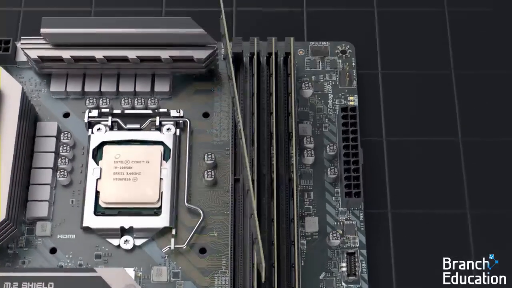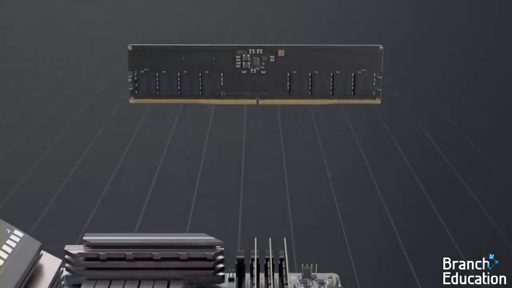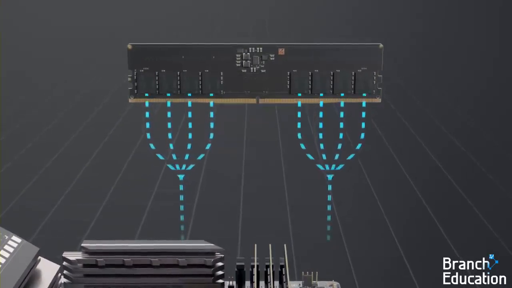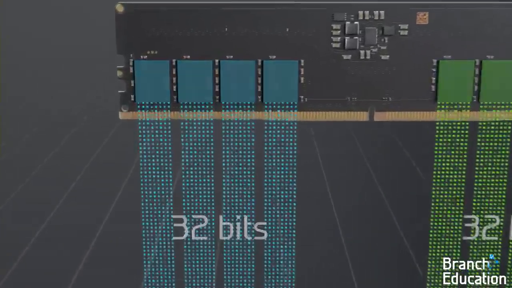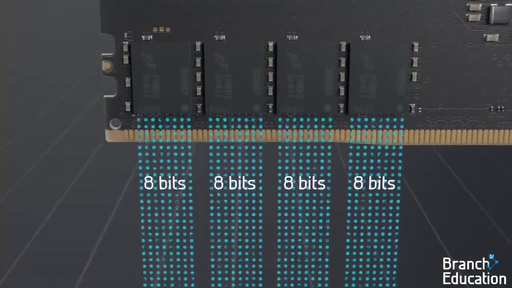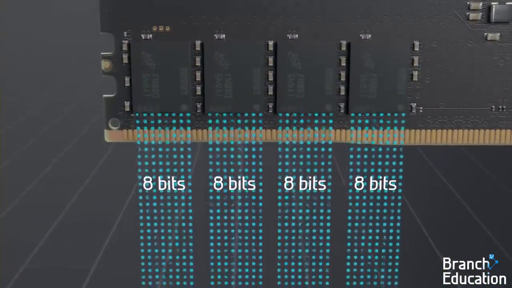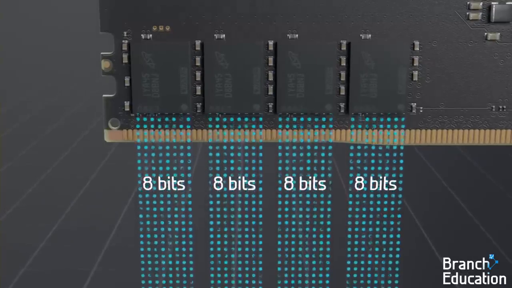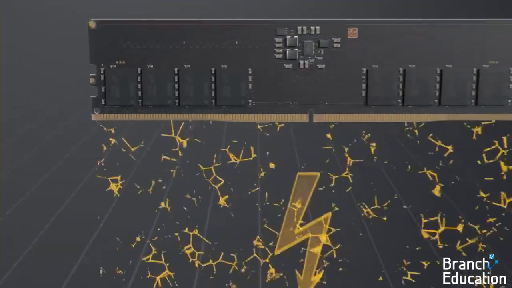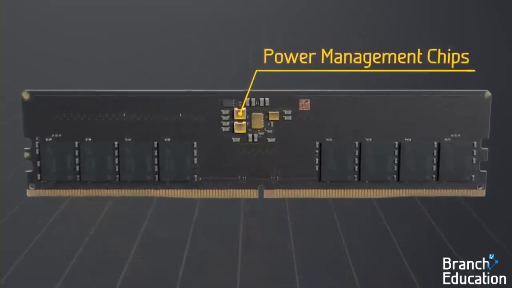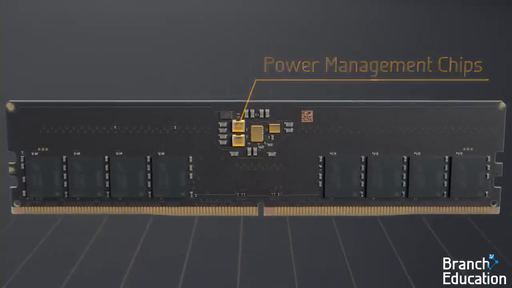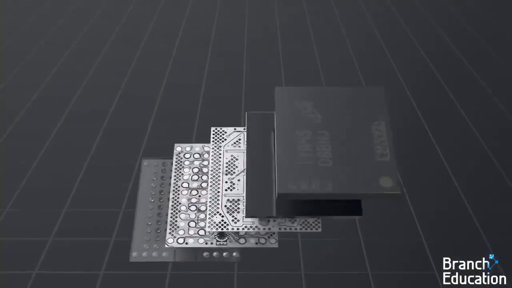The addresses and commands are sent to and shared by all 4 chips on the memory channel, which work in parallel. However, the 32-bit data lines are divided among the chips, and thus each chip only reads or writes 8 bits at a time. Additionally, power for DRAM is supplied by the motherboard and managed by these chips on the stick itself. Next, let's open and look inside one of these DRAM microchips.